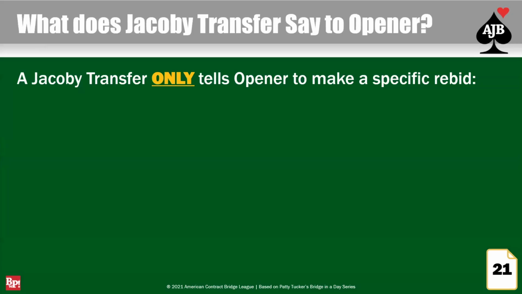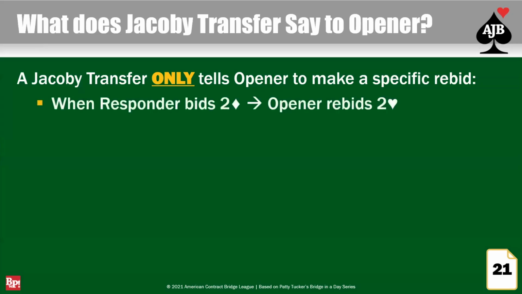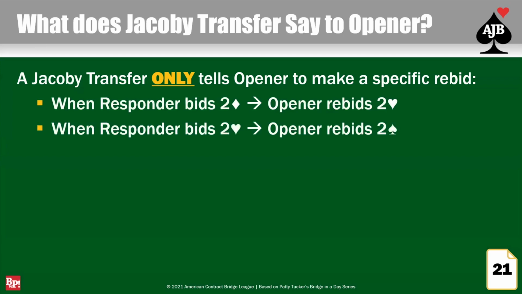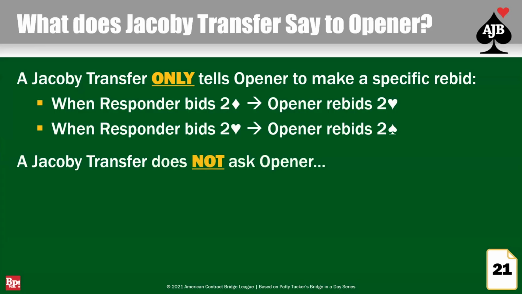So what does that Jacoby transfer say to opener, to the one no trump opener? The Jacoby transfer only tells opener to make a specific bid. When responder bids 2 diamonds, opener must bid hearts. When responder bids 2 hearts, opener must bid spades. The Jacoby transfer doesn't ask opener anything right now.